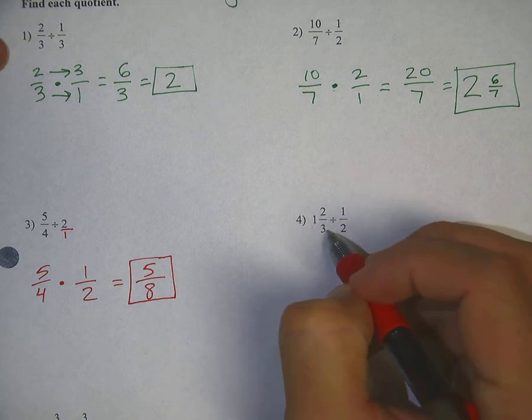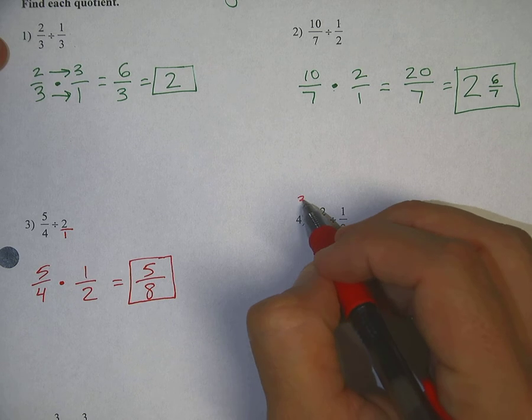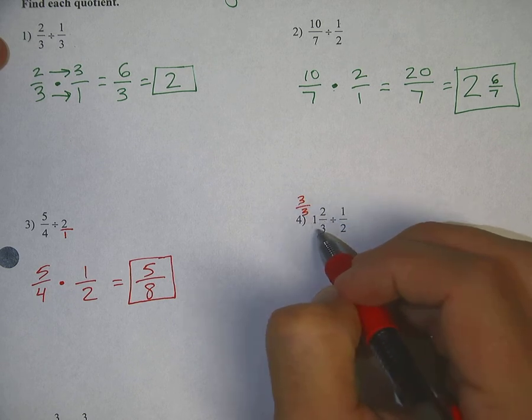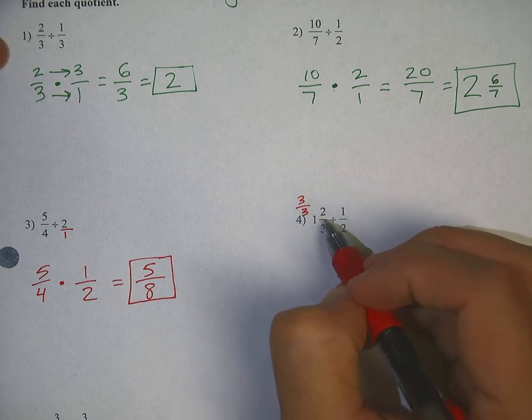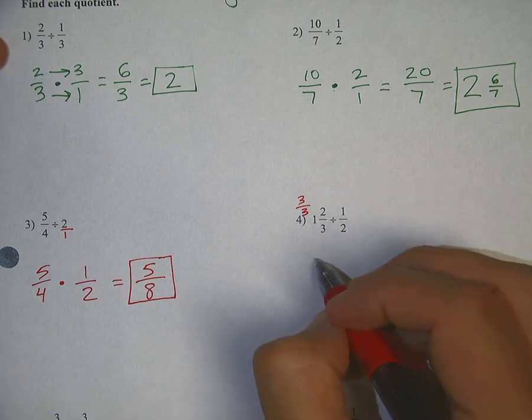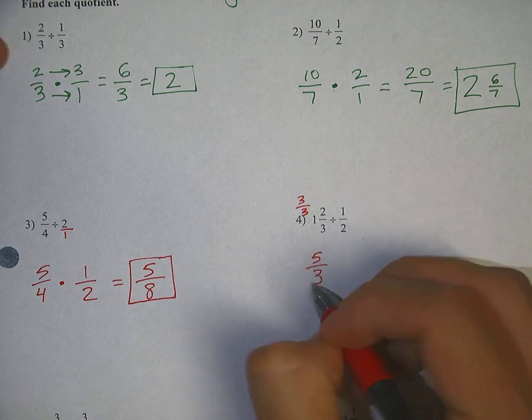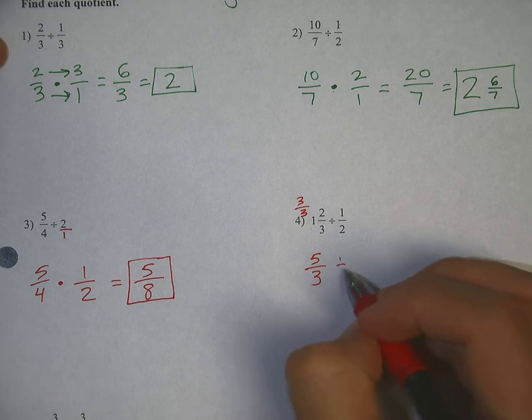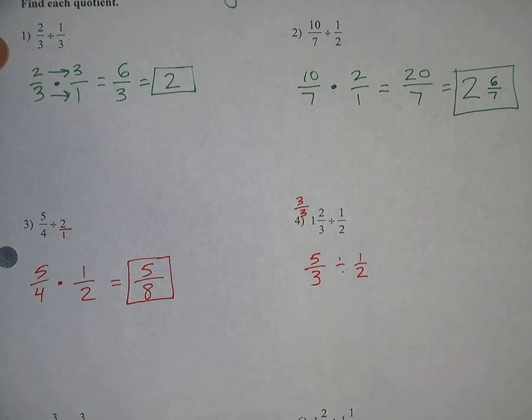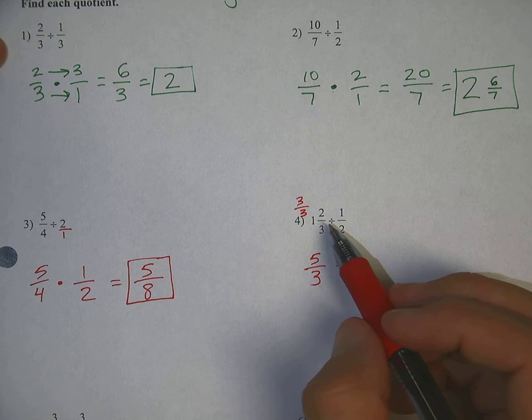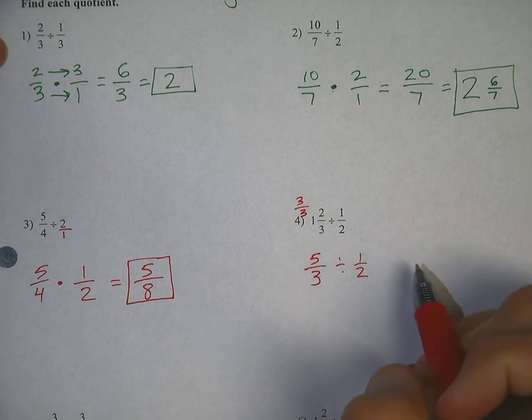If we're going to express it in thirds, this whole number 1 is the same as 3/3. So if I took that 3/3 and I combined it with this 2/3, it's going to give me 5/3. I'm going to leave everything else the same for now. So I've converted 1 2/3 into an improper fraction, and it's 5/3.